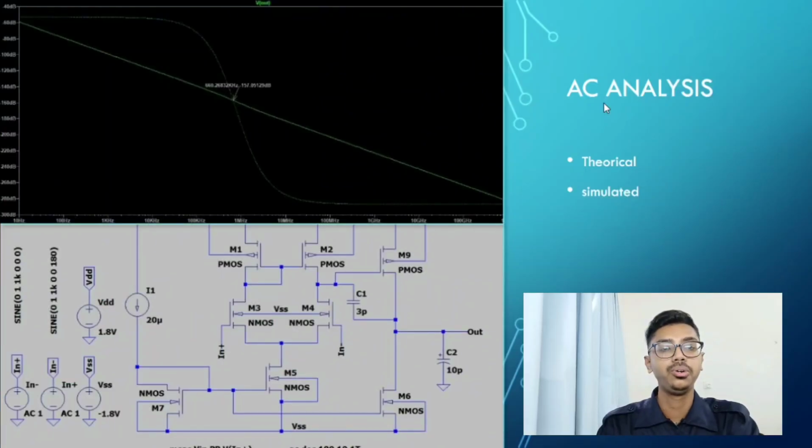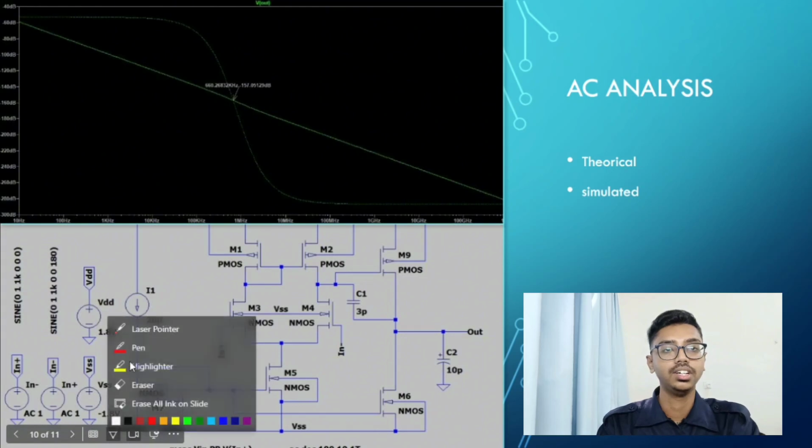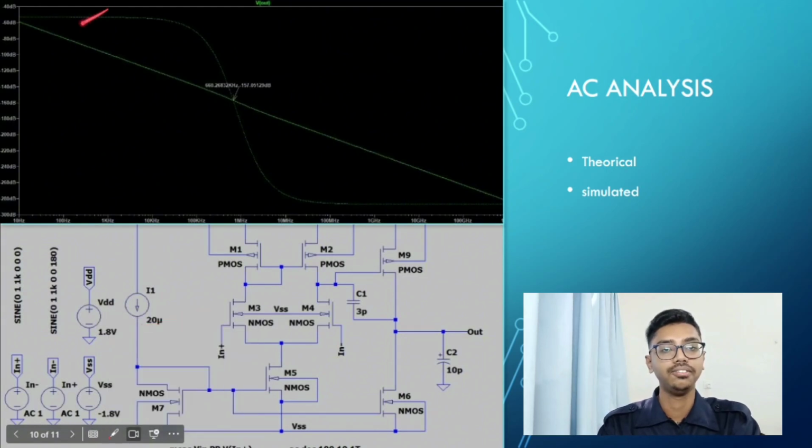Now, I'm going to explain the waveform of AC analysis. During AC analysis, we choose the type of sweep as decade, the number of points as 100, and the frequency starts from 1 and ends at 100 MHz. The DC gain that we obtain from the graph is negative 157 dB and the phase is 170 degrees.